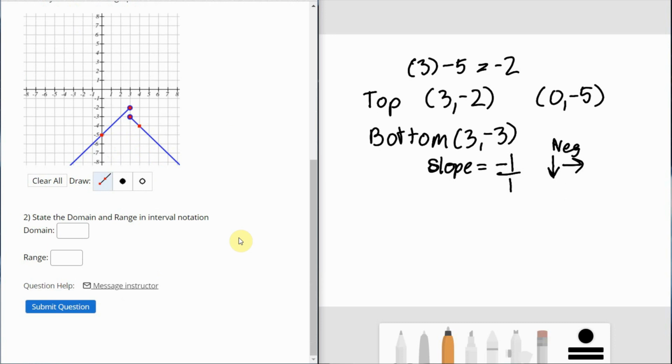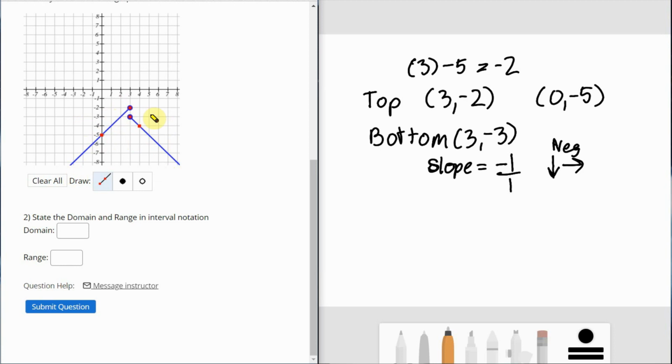Now I need to state my domain and range in interval notation. Remember that lines at the edge of the graph will continue in that direction forever. The left side will continue going down and left, the right side will continue going down and right, and it jumps straight from the first expression to the second expression without skipping any x values.